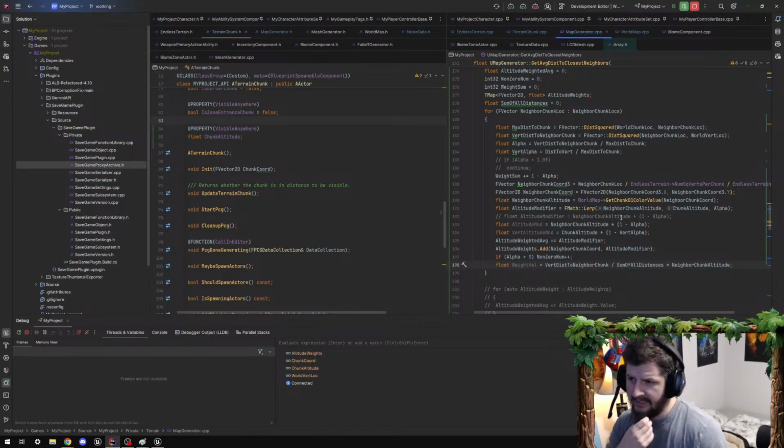I need to flip the parity. Yeah, you're talking about doing a 1 minus. Or what are you talking about doing? When you say flip the parity, what do you mean?